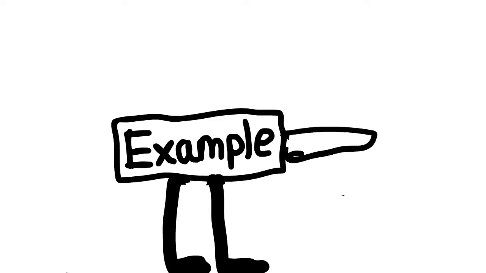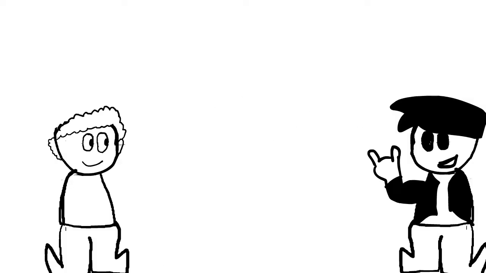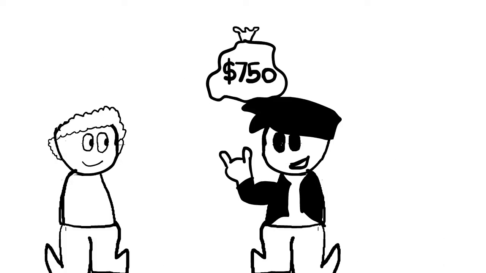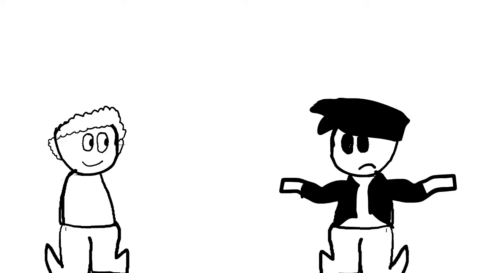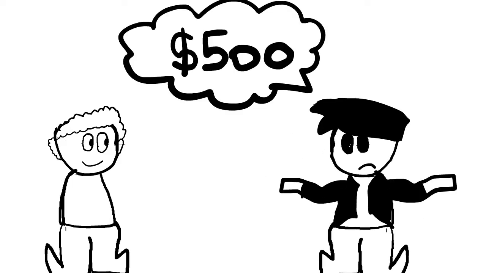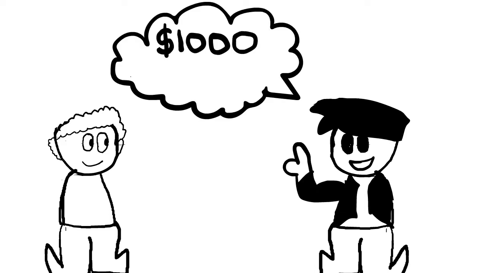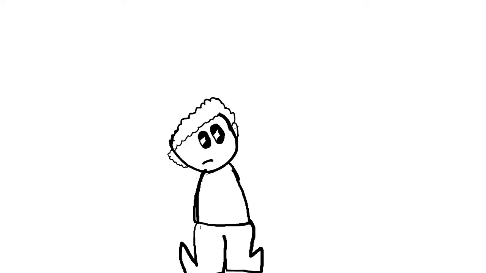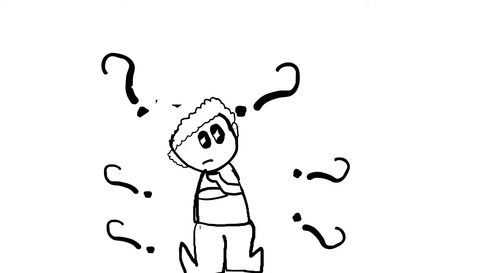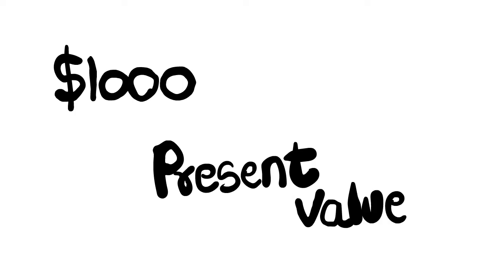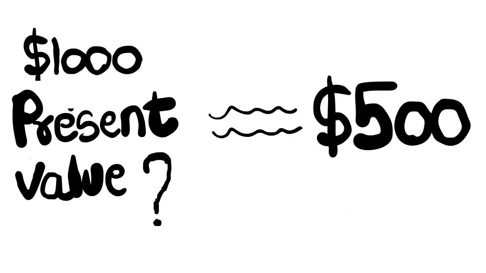Now let's see what is present value. So again, let's take an example to understand this. A few years ago I gave $750 to one of my friends, but now he's telling me that he has just $500 right now. But he also gave me another option that he will pay me $1,000, but the condition is after 5 years. Now I have to find which is a good deal for me. So now I have to find out the present value of that $1,000, so I can compare that with $500.